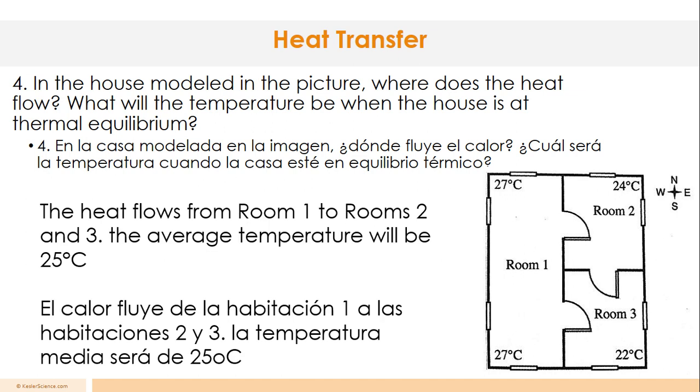The heat will flow from room 1 to rooms 2 and 3. We see that room 1 is 27 degrees. Room 2 is 24 degrees. Room 3 is 22 degrees. The energy or the heat will flow from the warmer room to the 2 colder rooms. The average temperature will be 25 degrees. So at thermal equilibrium, the temperature will be 25 degrees.